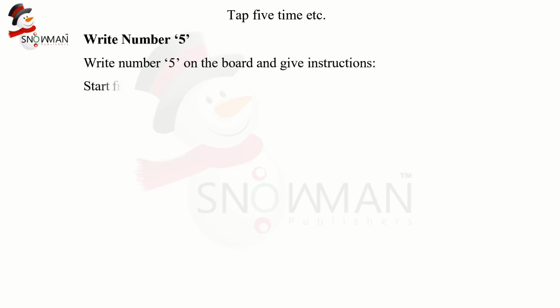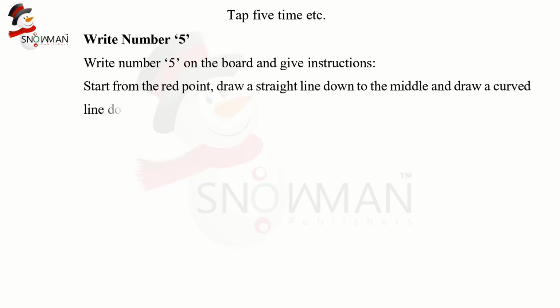Write number 5. Write number 5 on the board and give instructions. Start from the red point, draw a straight line down to the middle, and draw a curved line down to the bottom. Then draw a straight line on the top.